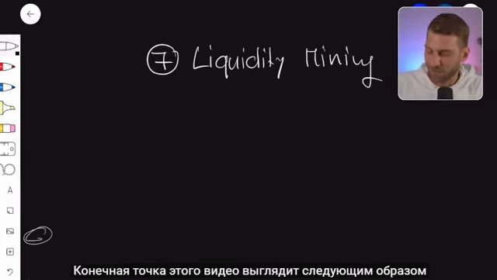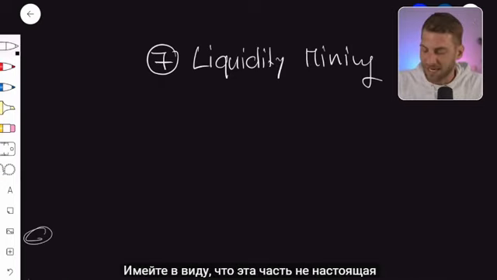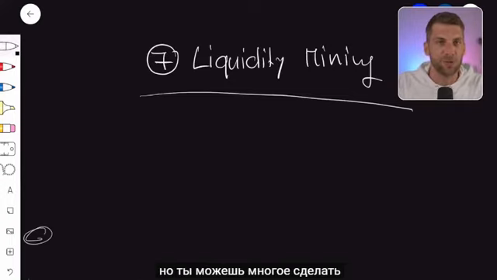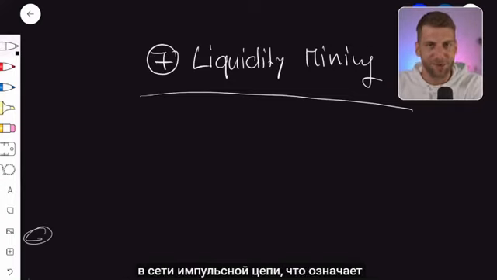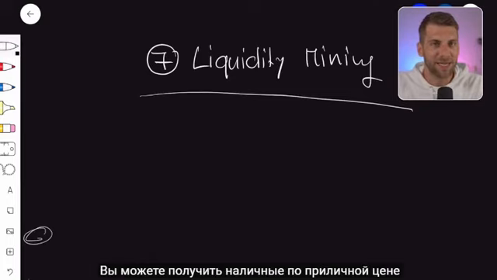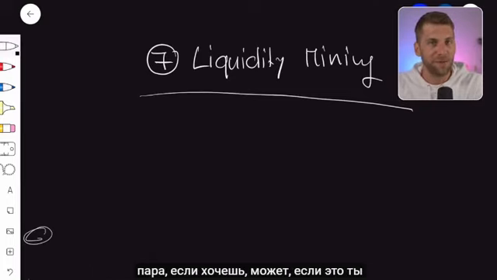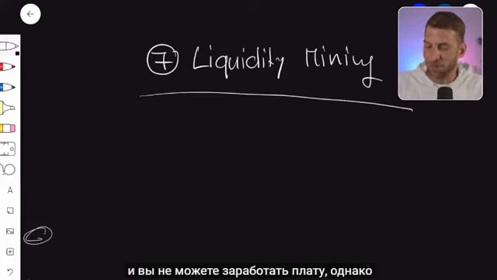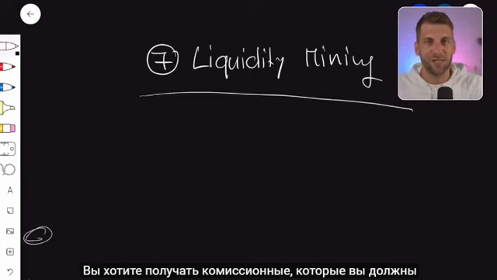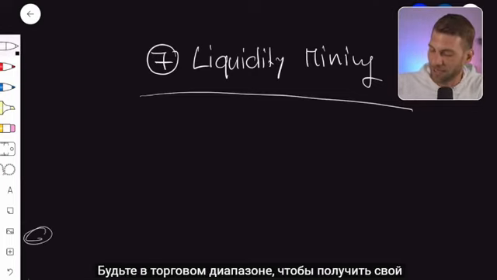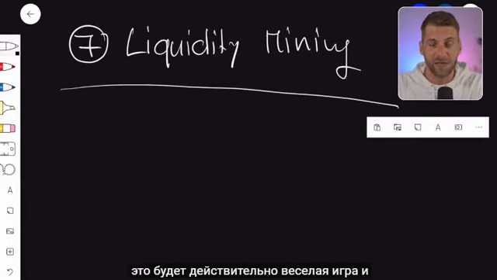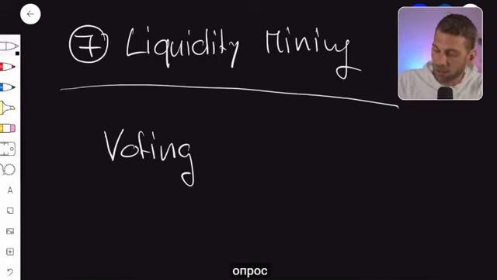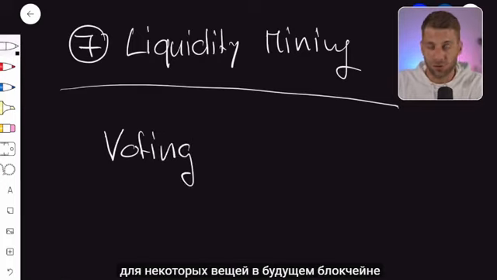So the seventh and last point for this video is liquidity mining. Be aware that this part is not really necessary for the launch of the mainnet, but you will be able to do some liquidity mining, pretty damn sure, on the Pulse chain network. So this means you can provide liquidity for a decent pair if you would like. Maybe if they fork Uniswap version 3, you can also provide asymmetrical liquidity, and you will maybe not earn some fees. If you want to earn some fees, you have to be in the trading range to provide your liquidity. This will also be a really fun game, and overall we should also see some voting stuff, so maybe we'll be able to vote for some stuff on the future blockchain.